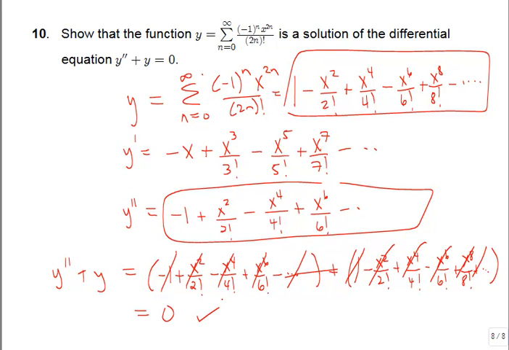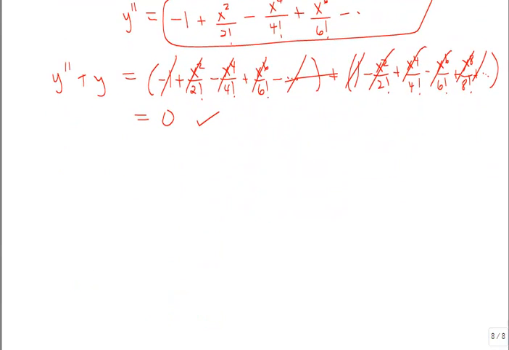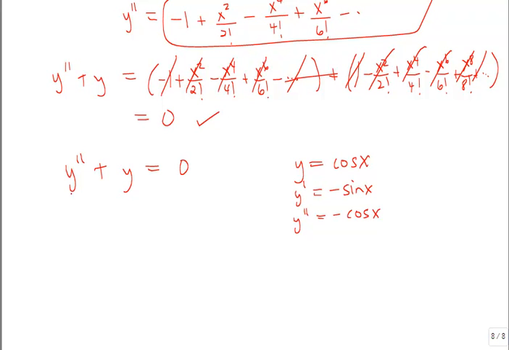So that's our proof. Now, just as a little side note here, can you think of a function that would satisfy this differential equation? Imagine the cosine function. Its first derivative is minus sine of x. Its second derivative would therefore be minus cosine of x. So if I plug in for the second derivative minus cosine x, and for y I plug in the original cosine x, these do cancel out, giving me 0.